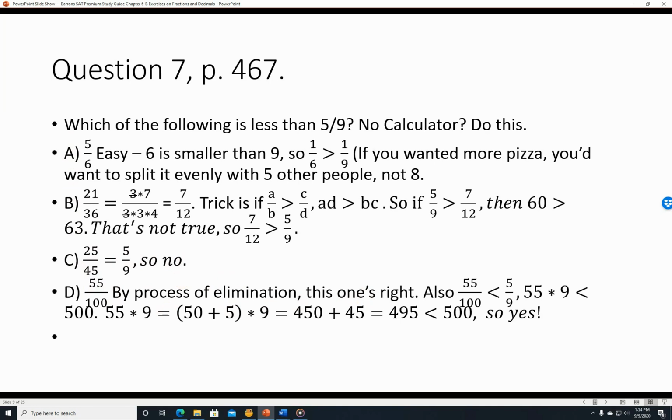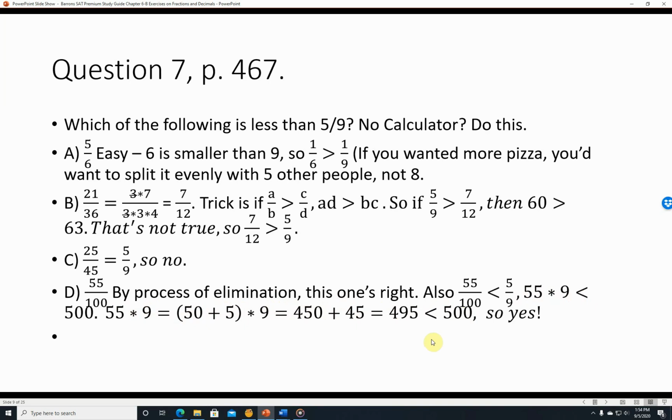If you're like me, you're probably going to check anyway just to make sure you didn't make a mistake on the other ones. So fine, let's do it. 55 over 100 is less than 5 over 9, and 55 times 9 is less than 500. It is, because 55 times 9 is going to be 9 times 50 plus 5. We're just using the distributive law. 55 is equal to 50 plus 5. We know 9 times 50 is 450, so it's just 45 with an extra 0 on the end. 9 times 5 is 45, so 450 plus 45 is 495, which is less than 500.